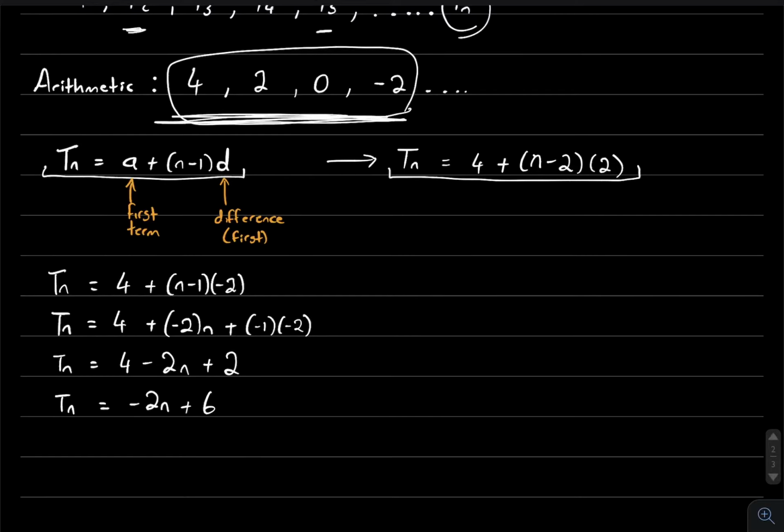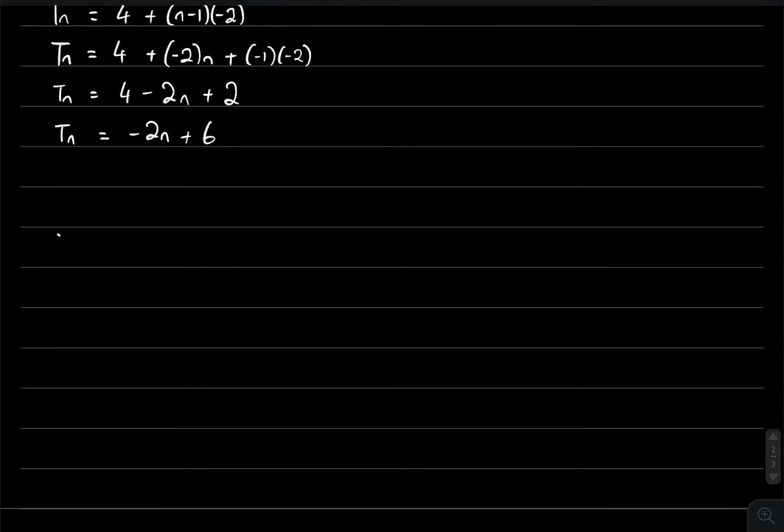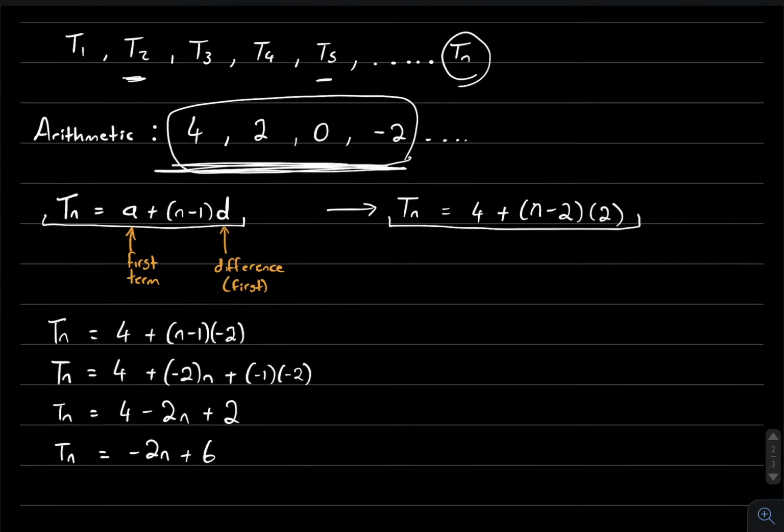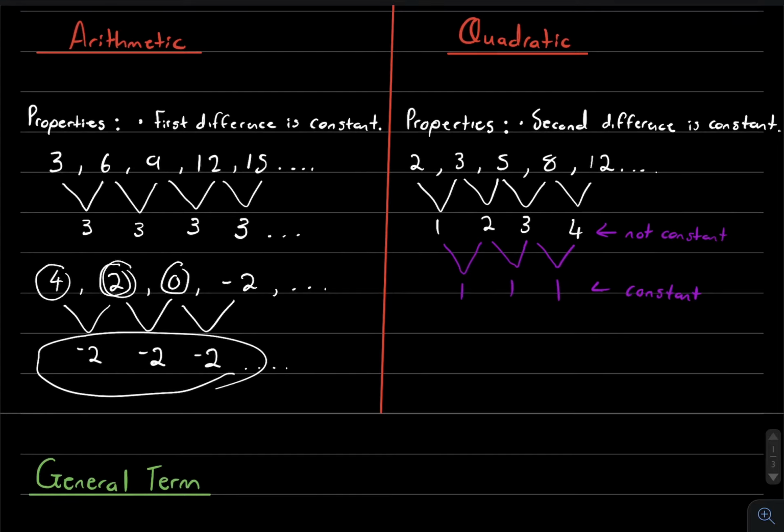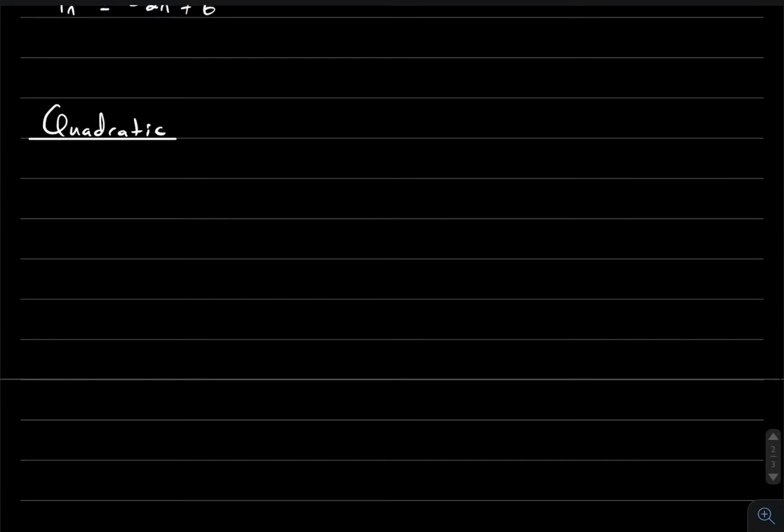Okay, so we move on to quadratic sequences. Quadratic, this one is a bit more work. The process is a bit longer, but with quadratic sequences, let's take an example first of all. Let's take this one, 2, 3, 5, 8, 12. So this is our quadratic sequence, right?